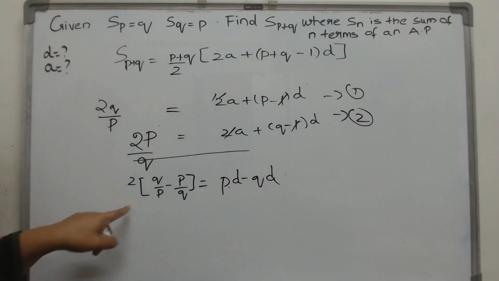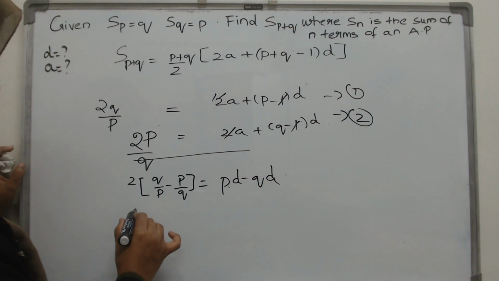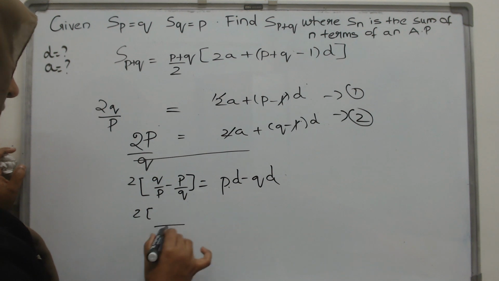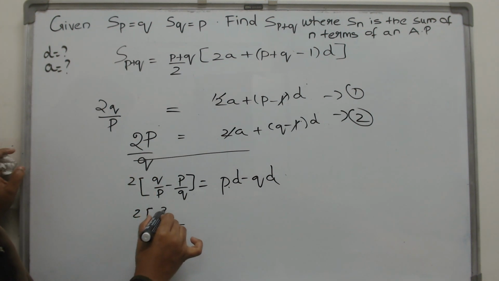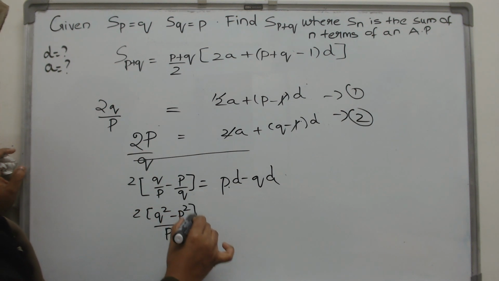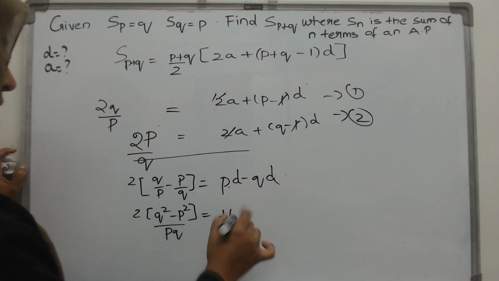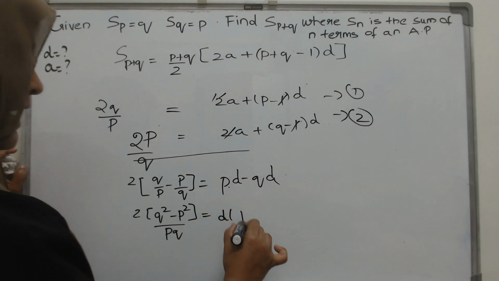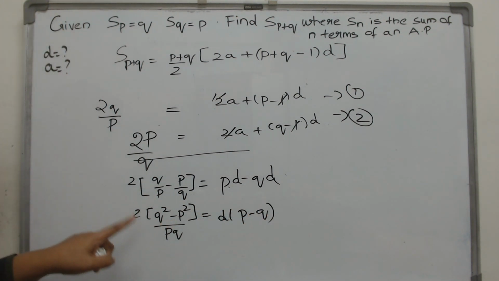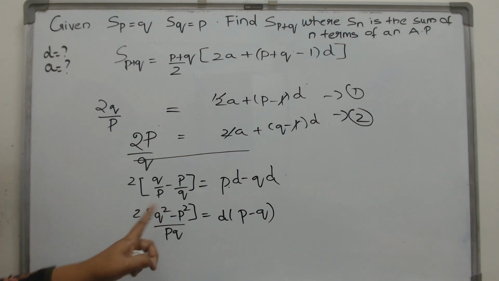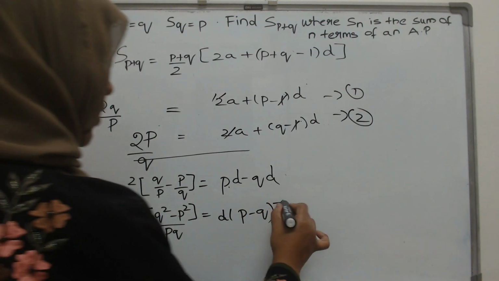And here what can you do? Find the LCM. Then what do you get? The LCM is pq. And what you get in the numerator is q square minus p square. But here also you have a d common. Take the d out and you get such a term. And you see here it is in a square minus b square form. So when you open it, you will get what?